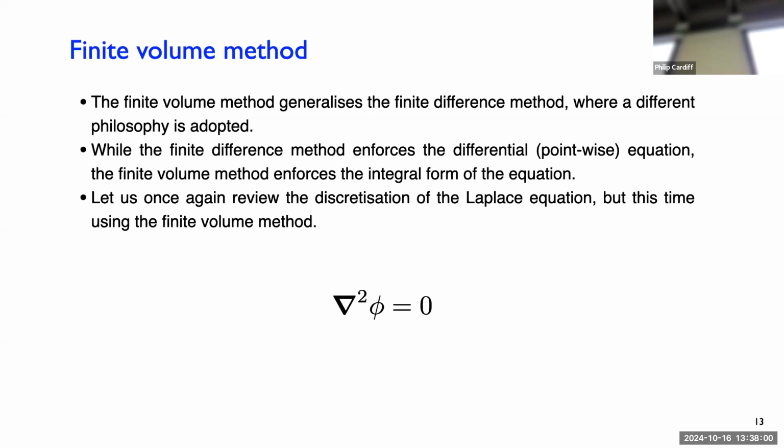So the finite volume method is a generalization of the finite difference method, but a very different philosophy is adopted. While the finite difference method takes this differential equation and tries to enforce it at the nodal points, as we'll see, the finite volume method is going to use an integral form and try to balance forces on these individual cells or volumes. That's the key philosophical difference.